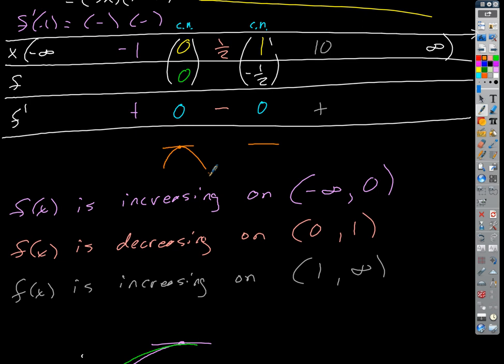What about right here? This is a point where we've got a horizontal tangent and we're transitioning from negative to positive, so we're decreasing to increasing. What does that have to be?